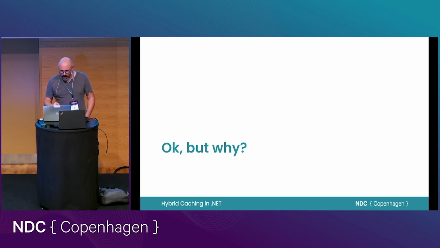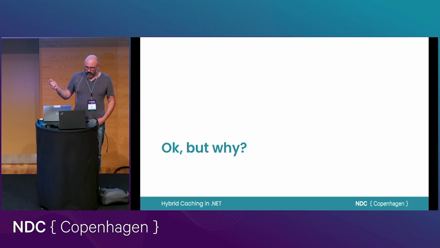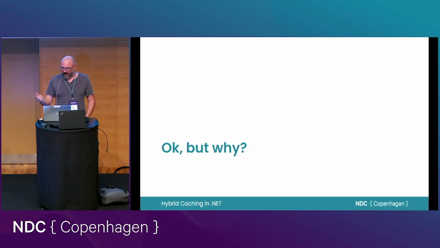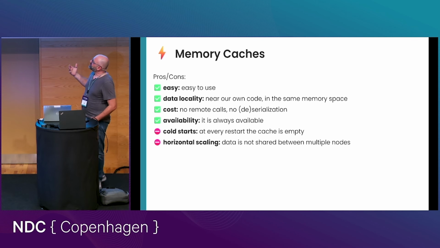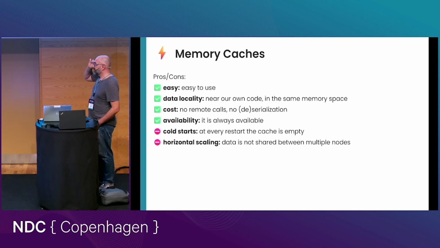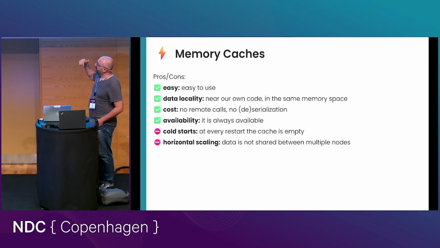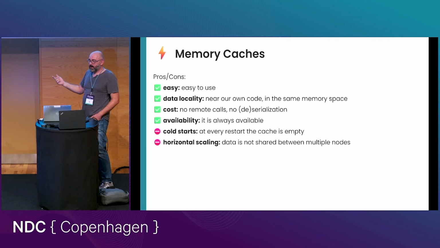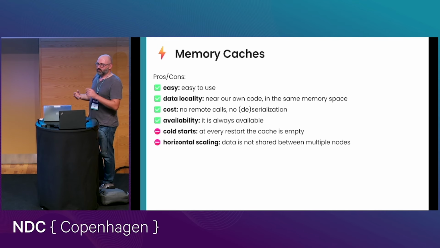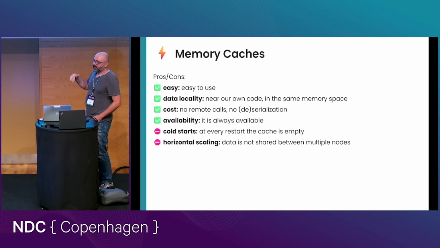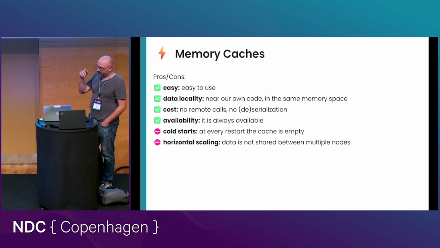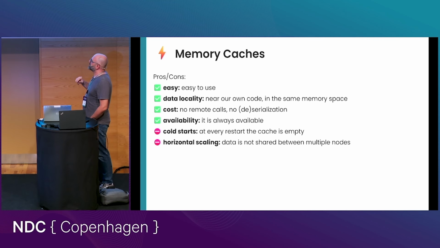So the question now may be, okay, cool, but why? Why should I use HybridCache? What is the value? So first thing, memory caches are easy to use, very easy to use. They have super great data locality, meaning the data in the cache is very near to the application using it, because again, it's a dictionary, so it's a memory access away. And because of that, it also has basically almost no cost, just a memory access, meaning it does not need to go on the network or do serialization and stuff like that. And the availability is 100%, meaning it's a dictionary, it's always there, which can look strange to say, but you'll see in a second why that is not the case.